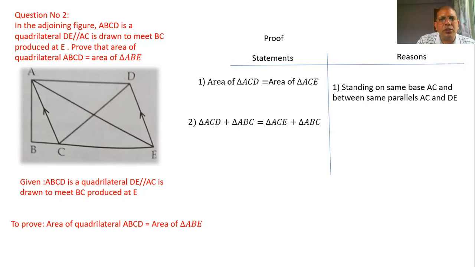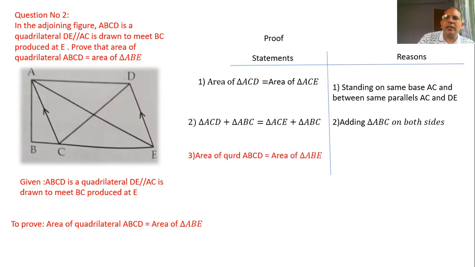So adding triangle ABC on both sides, you can write down the area of quadrilateral ABCD. In triangle ACD, if you add triangle ABC, you will get this whole part, which is quadrilateral ABCD. Then in triangle ACE, if you add ABC, you will get triangle ABE. So in number 3, you got the same result by adding. It is the whole part addition axiom. Yes, this completes the proof.